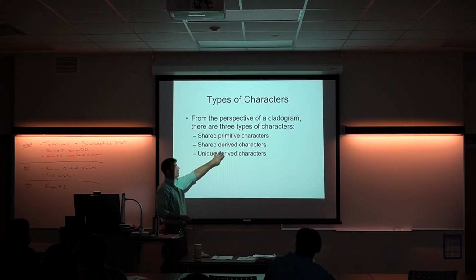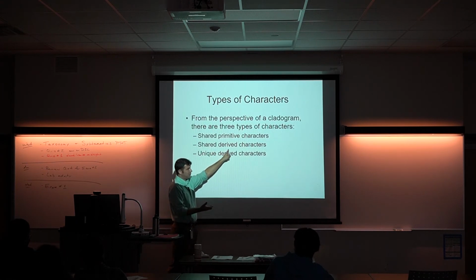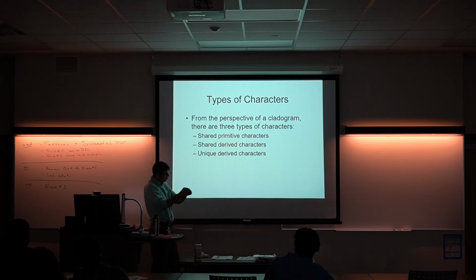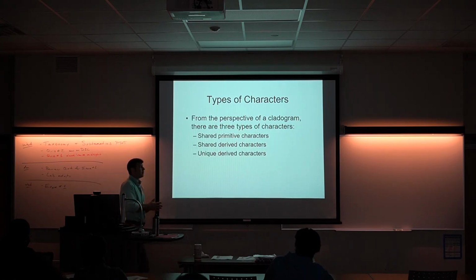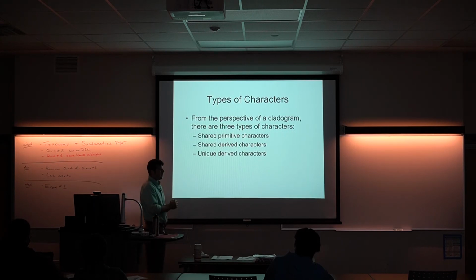Shared derived characteristics, meaning that they're shared between some members of the group, but not all members have it. They're derived. It's a specialized version, shared between some, but not all. And then the last one, unique derived characteristics, are easy because these are found in only one taxa under consideration, unique to a single group.